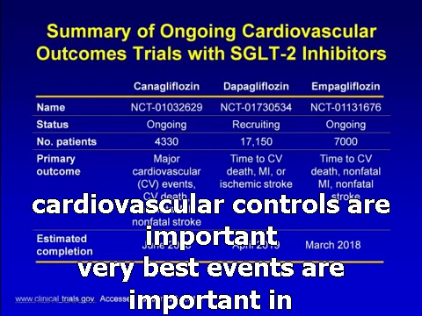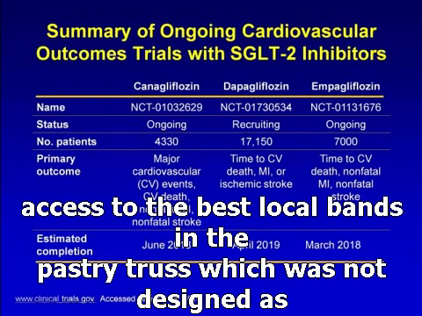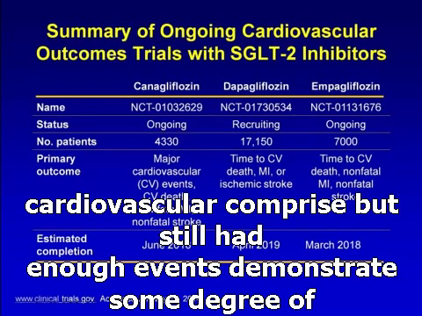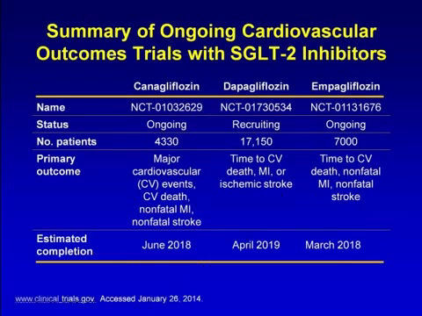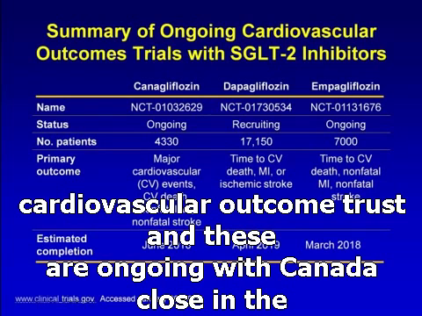Now, cardiovascular outcome trials are important. Cardiovascular events are important in diabetes. These medications have met the criteria for approval in not having excess cardiovascular events in the phase 3 trials, which were not designed as cardiovascular outcome trials, but still had enough events to demonstrate some degree of safety.